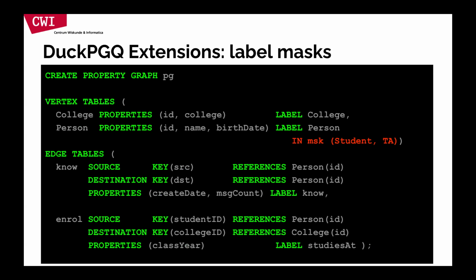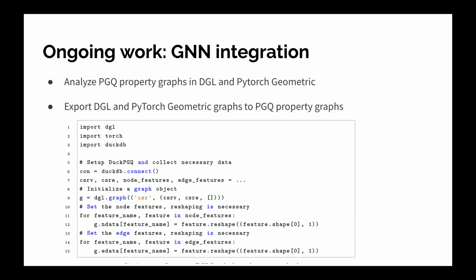Okay, so that was the state that we had last year, and the state of DuckPGQ now. So what have we been doing? We have been working a bit on GNNs, so graph neural networks. Graph neural networks do kind of graph mining, you can say, on graphs. So what we want to be able to do is, you have a property graph in your relational database system, and do GNN inference, for instance, on that.